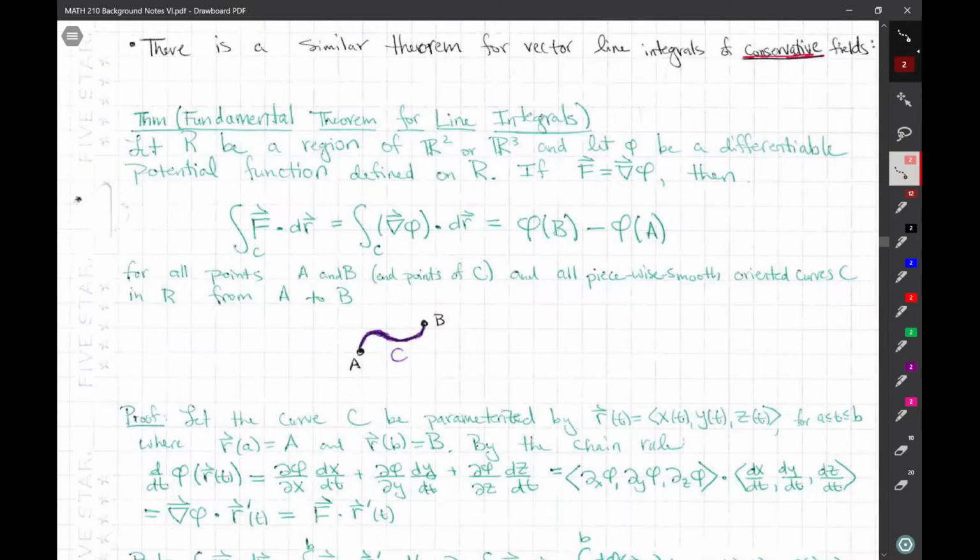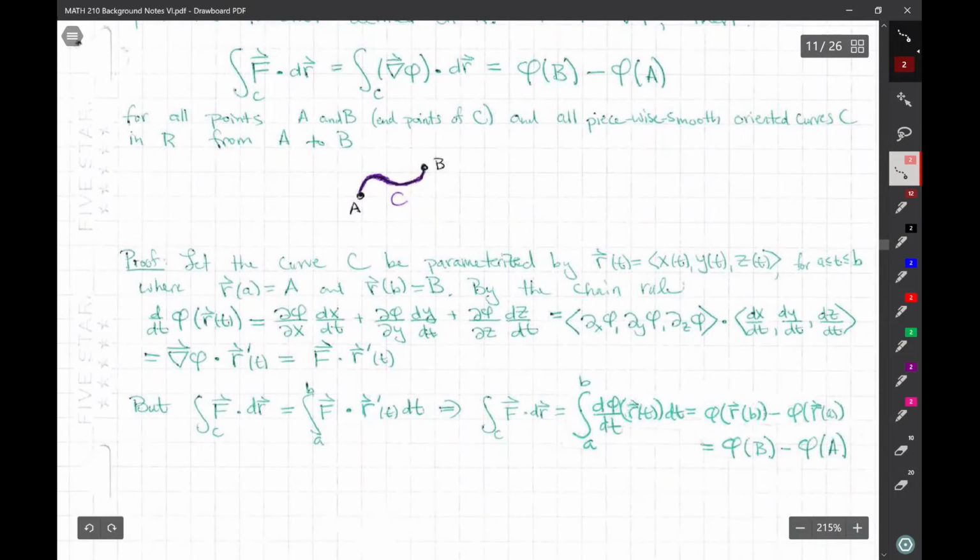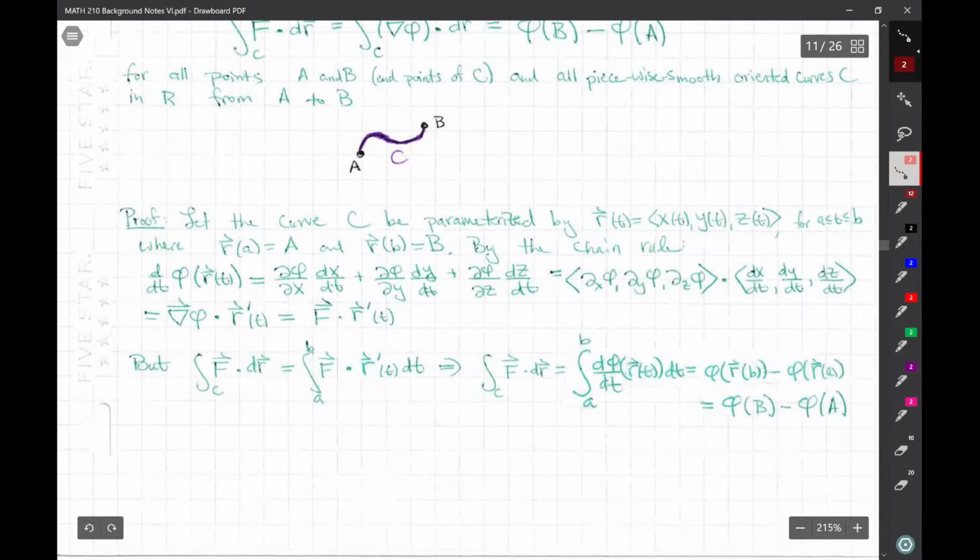In this sense, phi is somewhat like an antiderivative of the vector field F, if you will. So this is the fundamental theorem of line integrals. And we go through a sketch of proof over here. If we have a parameterization that starts at a and ends at the point b, starting at time little a and ending at time little b, we could take the derivative of phi with the parameterization plugged in, and we could use the chain rule, write that expression as a dot product between the gradient of phi and r prime.